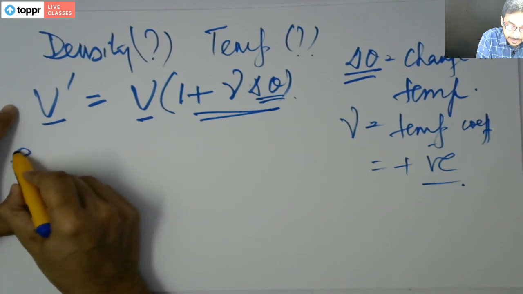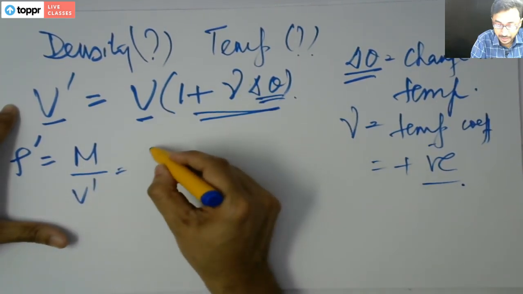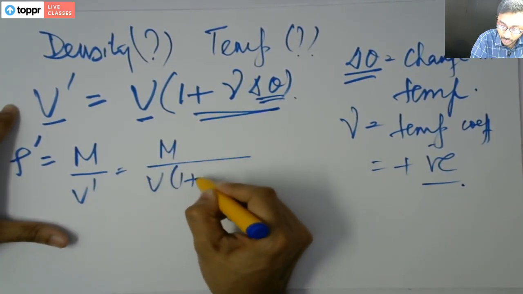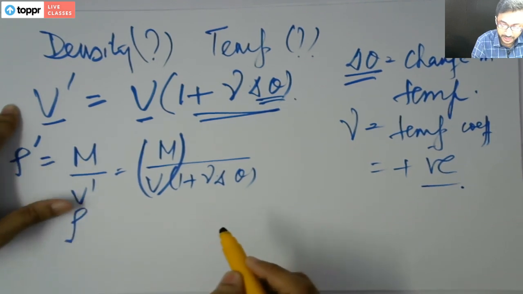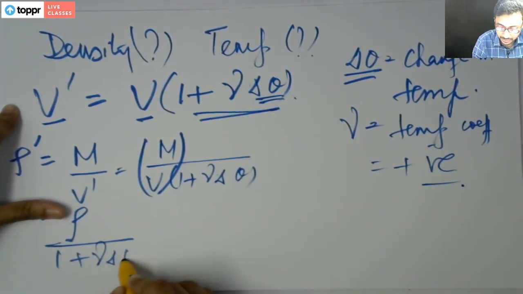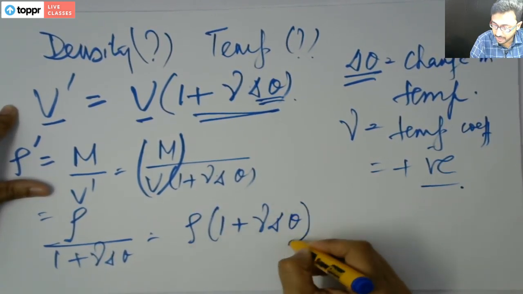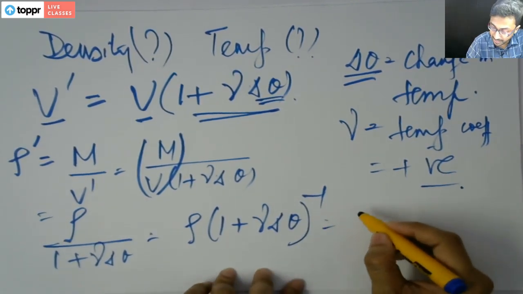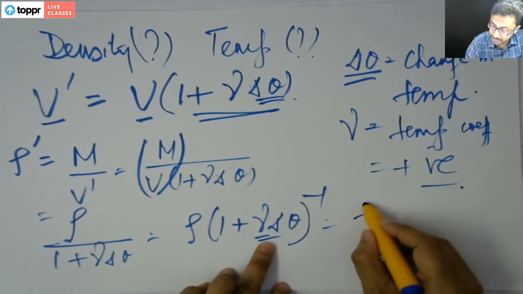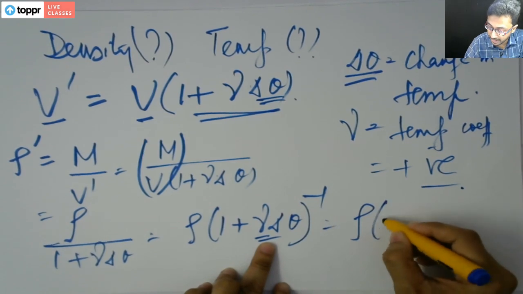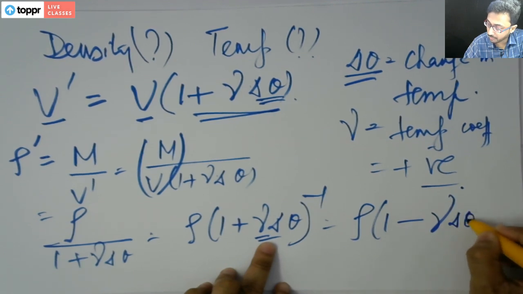Then the density rho dash will be m by V dash, that is m by V into 1 plus gamma del theta. Now m by V is the original density rho. So we can write rho into (1 plus gamma del theta) to the power minus 1. Now the temperature coefficient is a very small value, so if you expand it binomially and ignore the very small terms, it can be written as 1 minus gamma del theta.